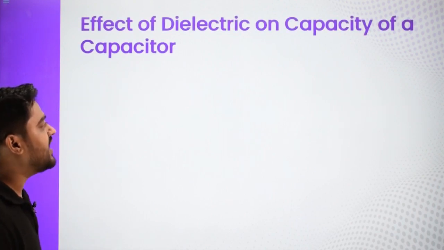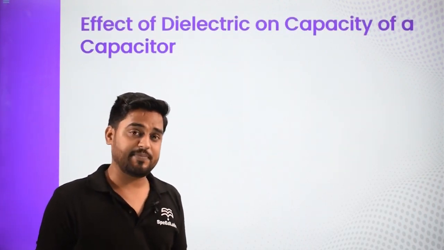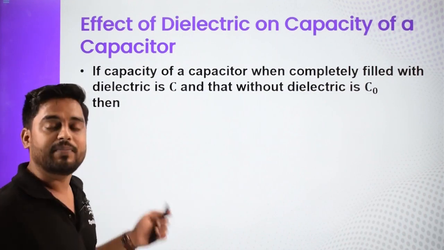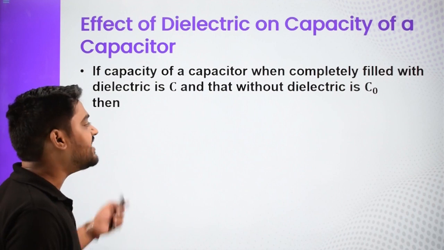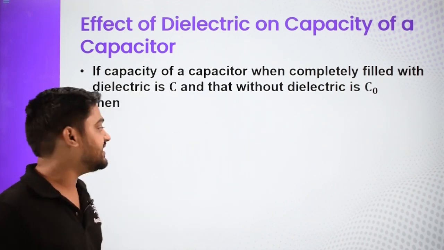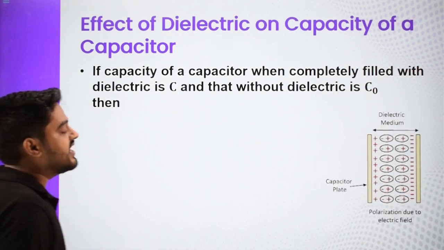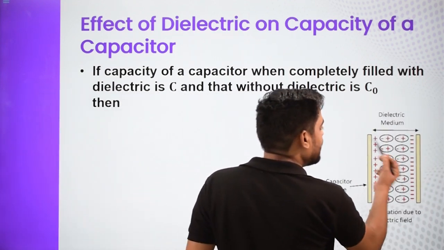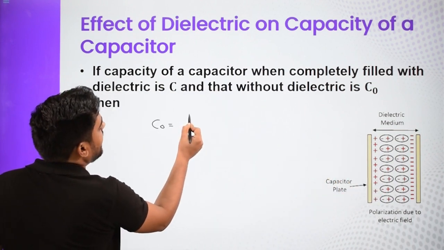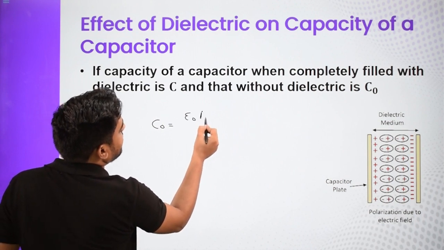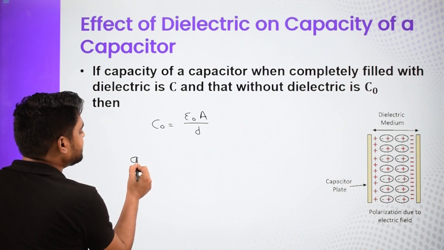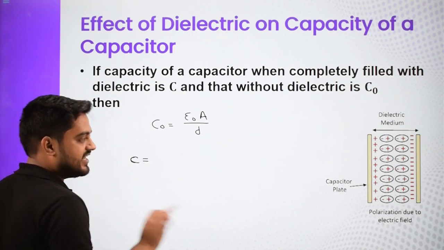Now, the effect of a dielectric on capacitance. Once we insert the dielectric inside a capacitor, let C naught be the original capacitance and C be the capacitance after inserting the dielectric. Originally the capacitance is C naught, and I know that C naught is nothing but epsilon naught A by D. But what is the new capacitance?